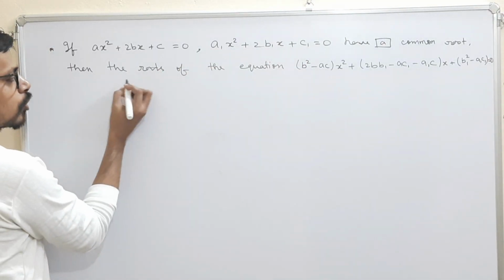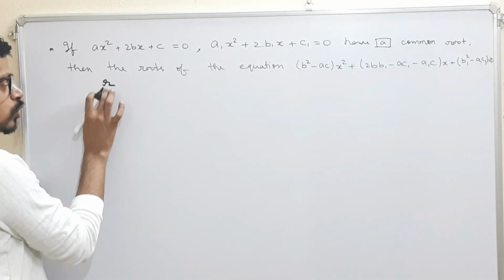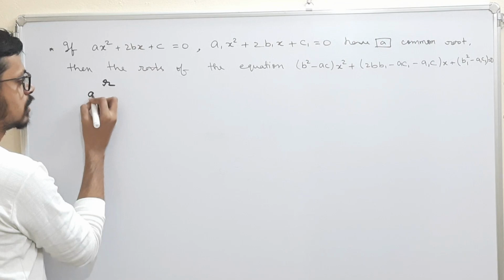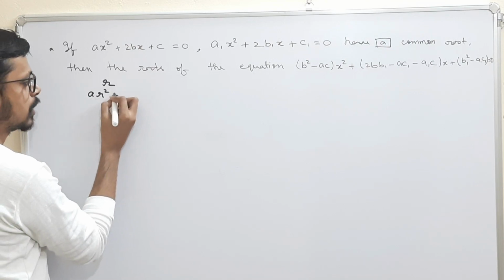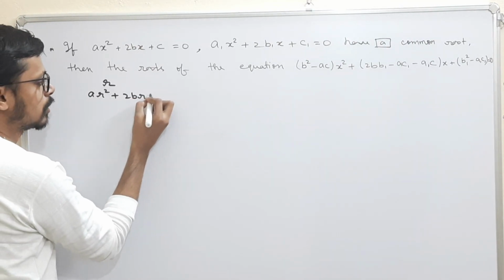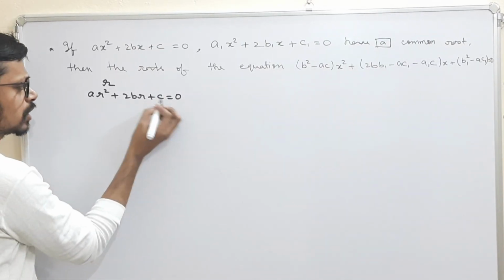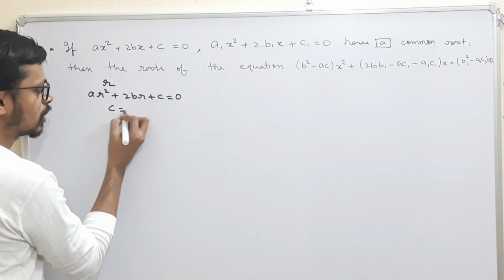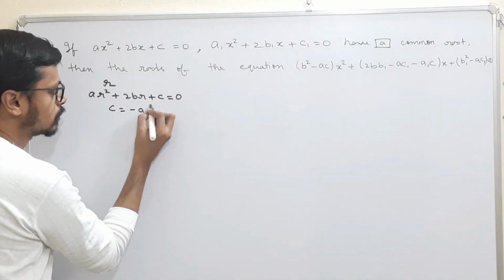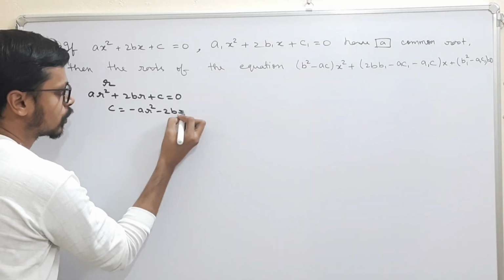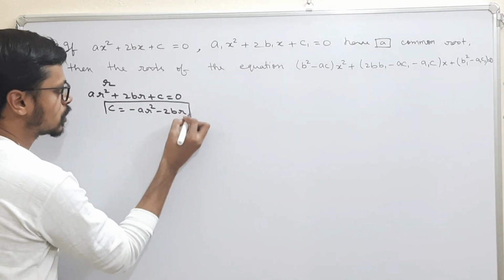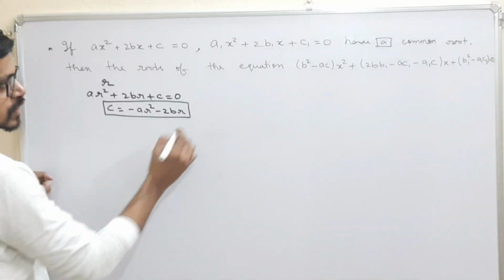So we will take the common root as r. Say the common root is r. So what we can write here: ar square plus 2br plus c is equal to 0. If you find the value of c from here, it will be minus ar square minus 2br. Okay, this we are going to use in this equation. This is the value of c.